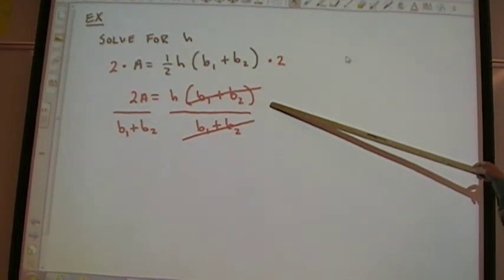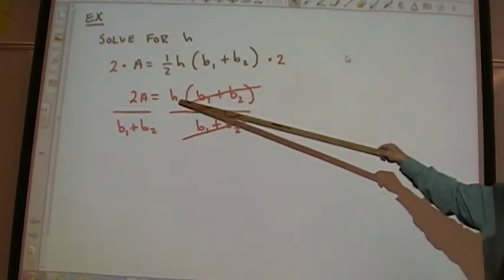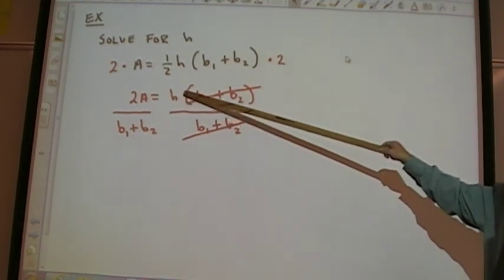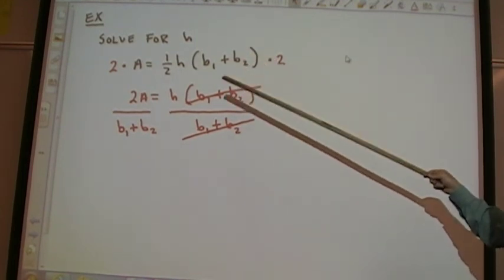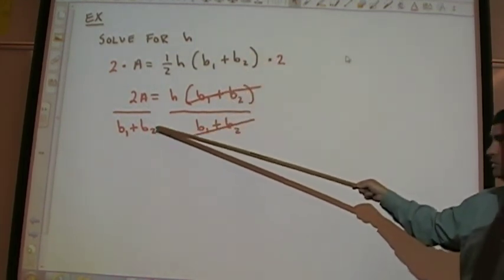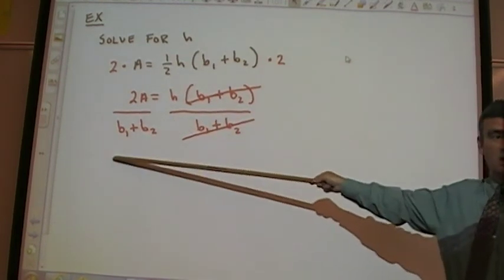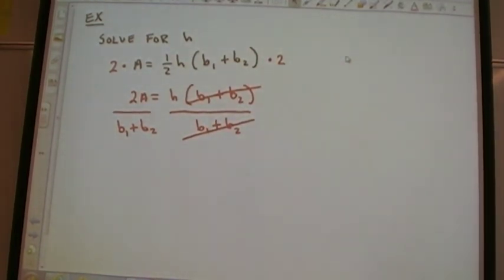And then you're just one step away from being finished. How do you get H by itself? H is multiplying to the B1 plus B2, so what's the opposite of multiplication? Division. So I divide both sides by B1 plus B2. So here's my answer. H equals 2a over B1 plus B2. Okay. Any question on that one? No?